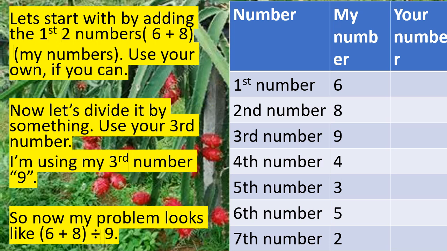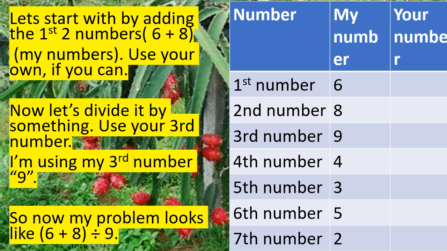So let's start by adding the first 2 numbers. I'm going to use my numbers as an example, but you do your own thing. So the first 2 numbers are 6 and 8. So we do brackets 6 plus 8. That's the beginning of our formula.